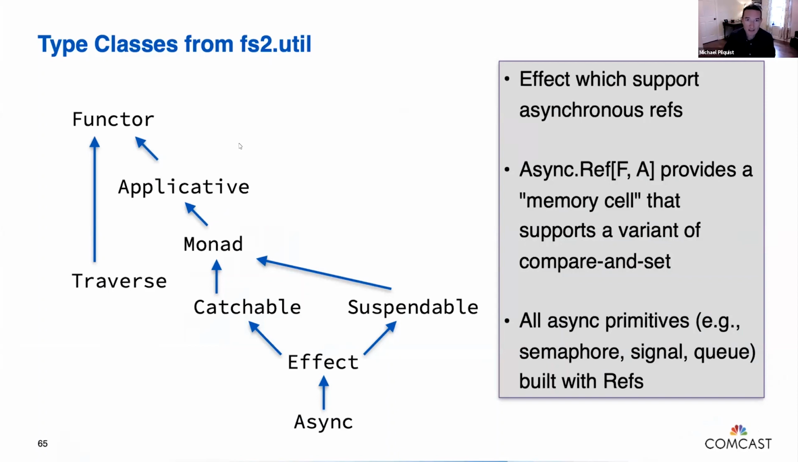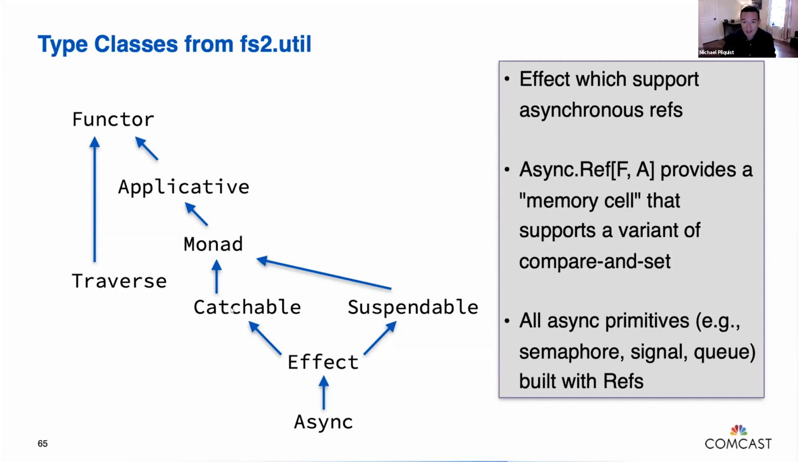And so FS2 had this util package at the time. You can see we have the big four. We had functor, applicative, monad, and traverse. But then we had these ad hoc type classes: catchable, suspendable, effect, and async. This slide is from a talk I gave back in 2016, where we went through all these details of how this interop worked, how you could use FS2 with both Scala Z task, with FS2's task, with Monix's task, and so forth.